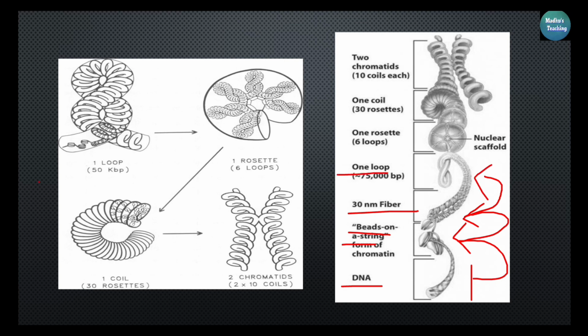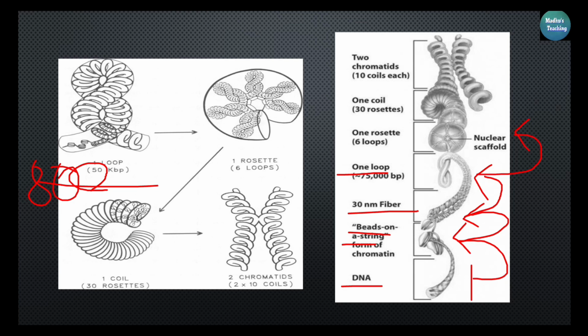This is the close-up of loop-like structure. So see how the DNA is arranged inside the loop-like structure, and up to 80 kbp DNA can fit inside the one loop. It is the old picture, so that's why it is mentioned as up to 50 kbp DNA, but up to 80 kbp DNA can fit inside the one loop. And next, this loop is further coiled into rosette structure.